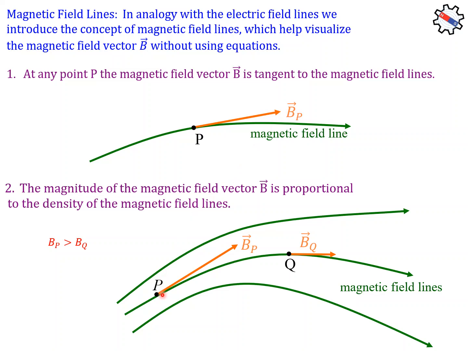And we could talk about the magnitude of that vector by looking at the density of lines around that point. The greater the density, the greater the magnitude of the field. So we've got a longer line there than we have for Q. That's meant to be tangential, and it's a shorter line there because there's less density of field lines in that region.